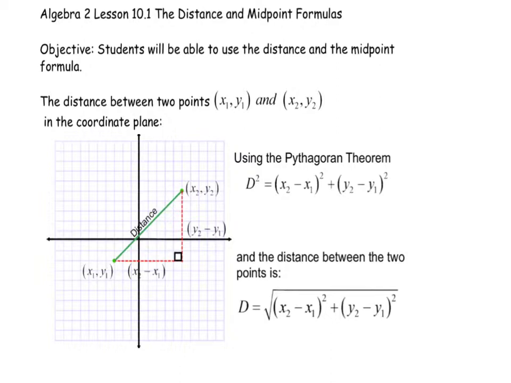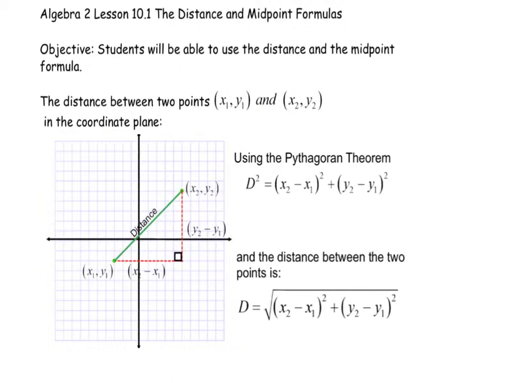So if I am going to find the distance between 2 points, the first point is x1, y1, and the second point is x2, y2. Basically, I am going to find the length of the segment that connects these 2 points. And to find this distance, we can use the Pythagorean theorem.